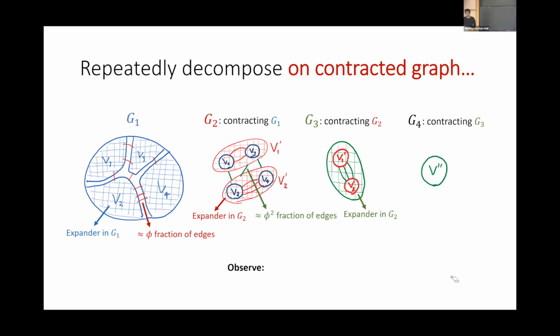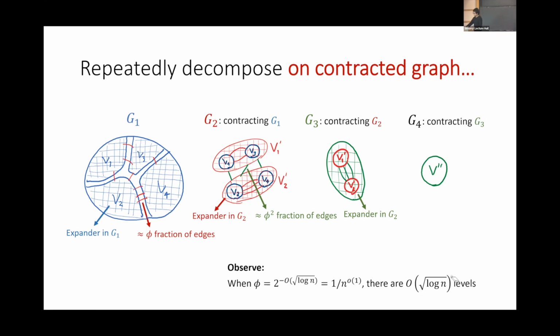By the way, observe that at every level there are something like a phi fraction of edges on the cut, and here they're going to be just phi squared fractions of edges. So if you set phi small enough, then you can control the number of levels, instead of log n, to be like root log n as well. That's something that you can control.